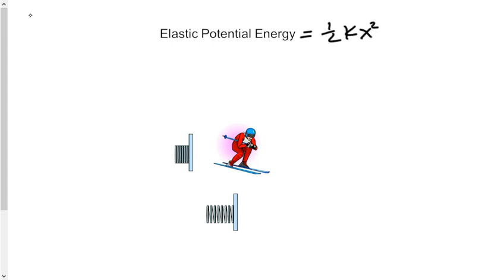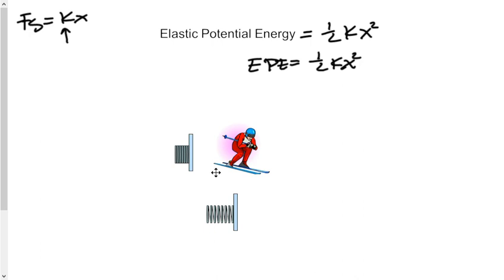Hope you remember from our force of a spring, F equals kx. k is equal to the spring constant. x is how far the spring is either compressed or stretched. To get elastic potential energy, or EPE, we set it equal to 1/2 kx squared. Okay, this will be derived for us in class later.